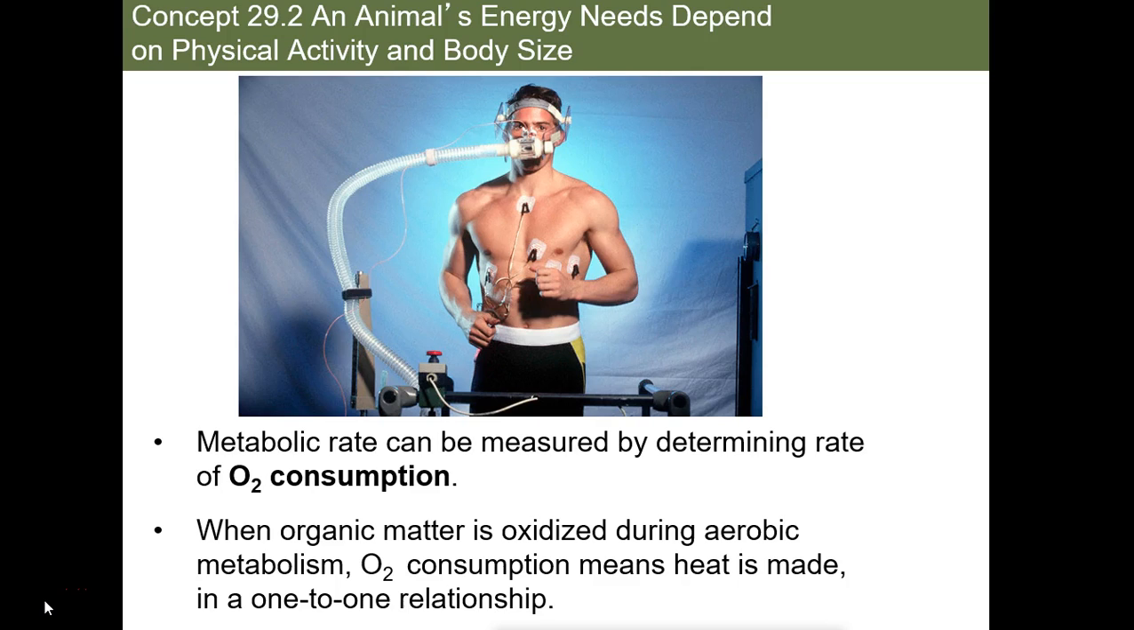Metabolic rates can be measured by determining the rate of oxygen consumption. When organic matter is oxidized during aerobic metabolism, as we learned during cellular respiration, oxygen consumption means that heat is made in a one-to-one relationship.